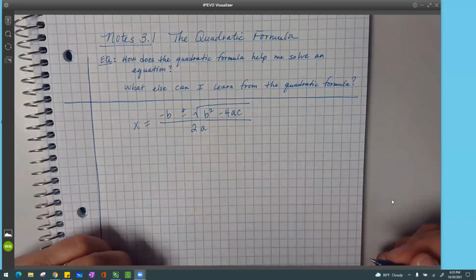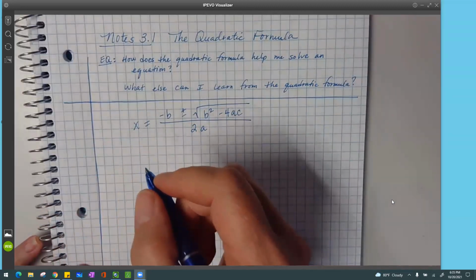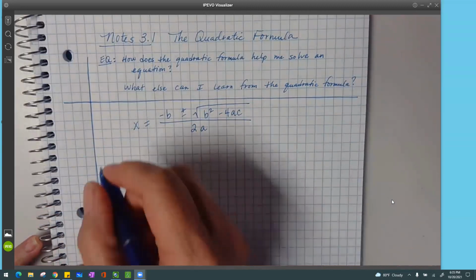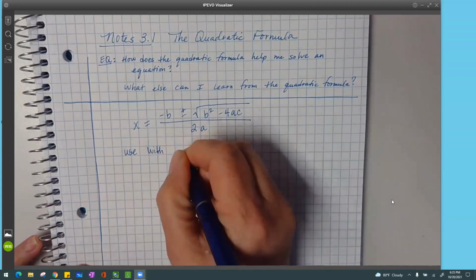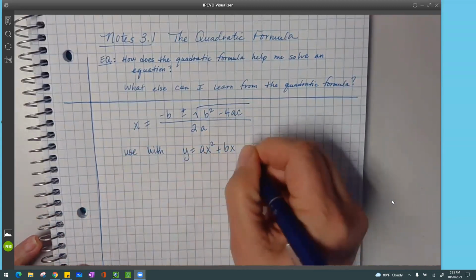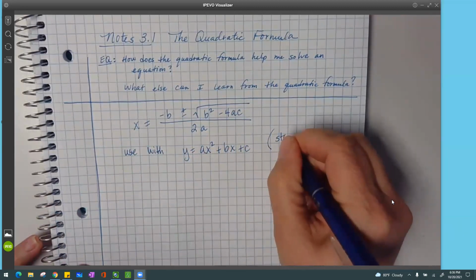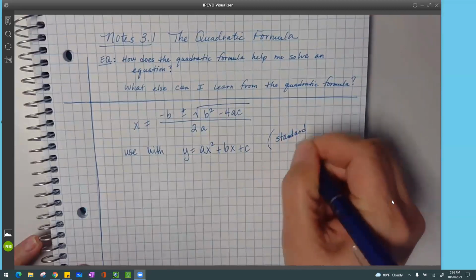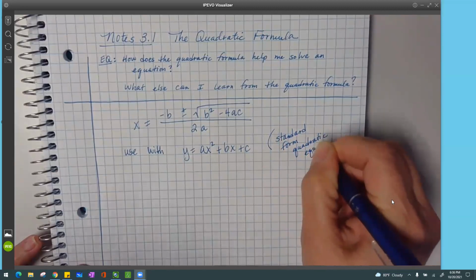The a, b, and c that we'll use in the equation comes from a standard form quadratic equation. So I use this with y equals ax squared plus bx plus c, which is a standard form quadratic equation.